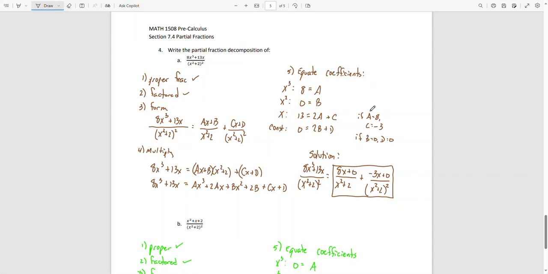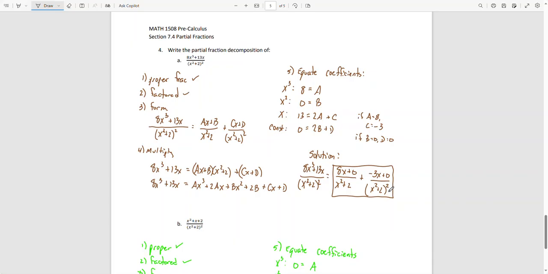So we write it all out. We have a is 8, b is 0. So 8x plus 0. No, you do not have to write the plus 0. I just wrote it for emphasis. Over x squared plus 2. C is negative 3. D is 0. Negative 3x plus 0. Again, you don't have to write the 0. I just did it for emphasis. Over x squared plus 2 all squared.